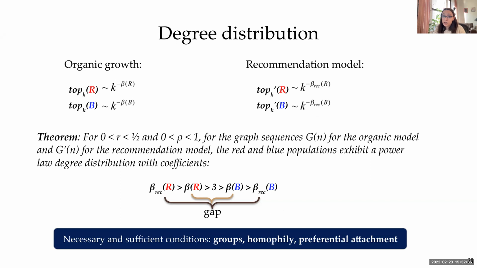Without any of them, you don't get this. Without homophily, you get preferential attachment and the power law, but they have the same coefficients. You don't get this inequality that we see in the data. Without the 2 groups, of course, you don't get any of this. You just get a preferential attachment model.